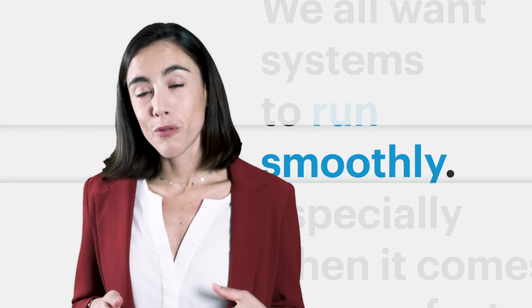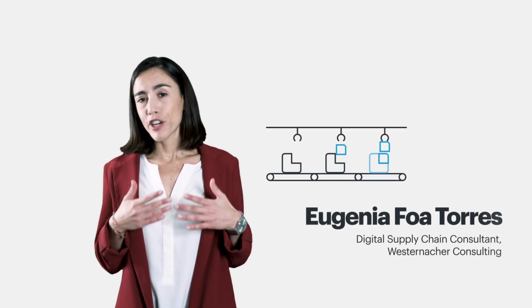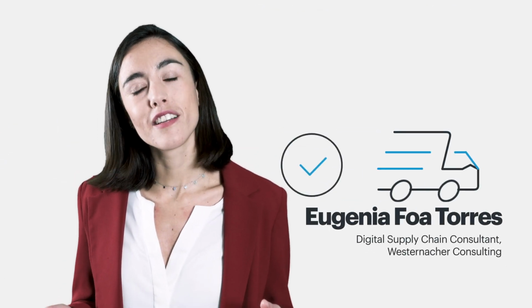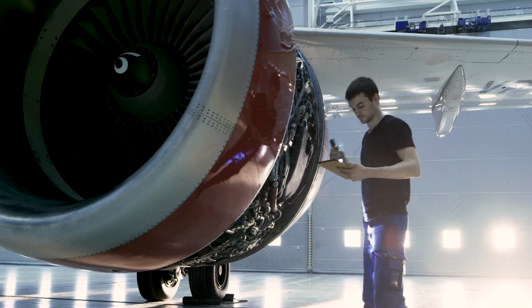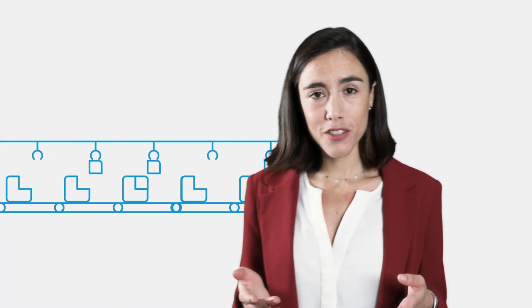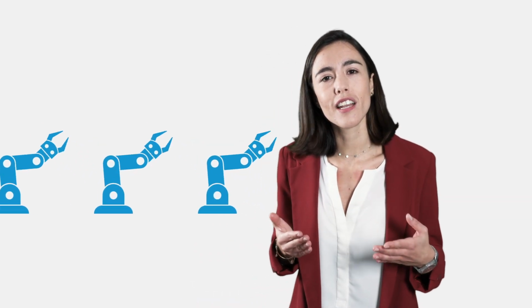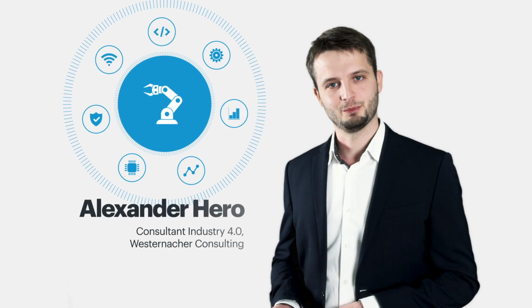We all want systems to run smoothly, especially when it comes to manufacturing of goods. A frictionless production, successful deliveries, and happy customers will make your life much easier and your company more successful. But how to cope with the increasing requirements of lot size 1 production, complex technologies, and the implementation of more sustainable and agile processes? SAP's answer to this is the Digital Manufacturing Cloud.